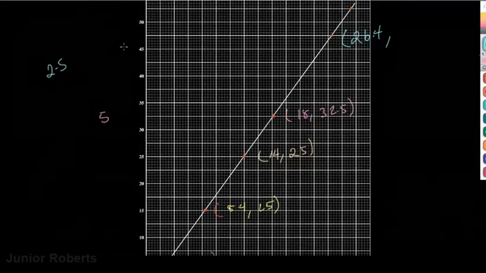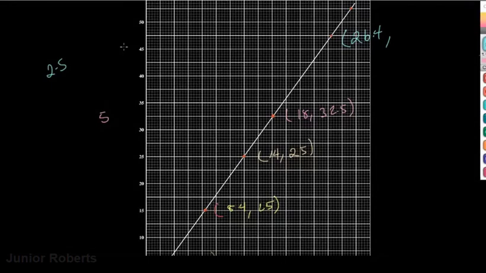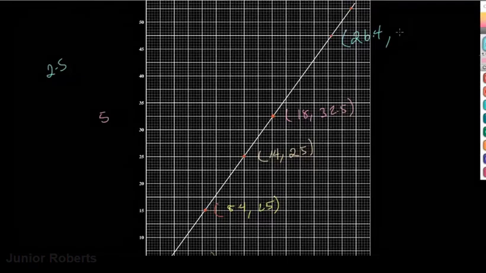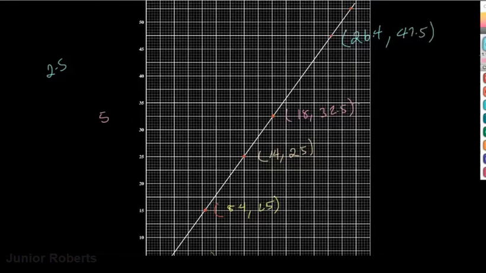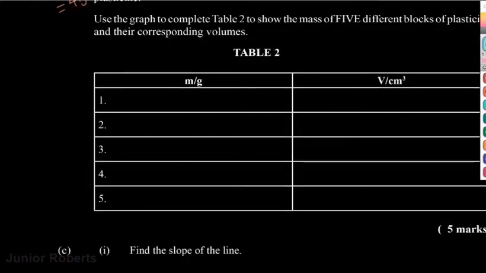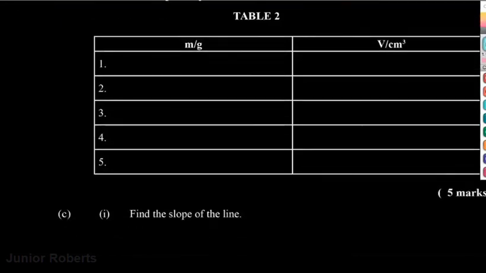47.5, correct? So it will be 47.5, and then we would simply put these values in our table. All right, so we'll put these values in our table here. Now I'm going to move on to the slope.